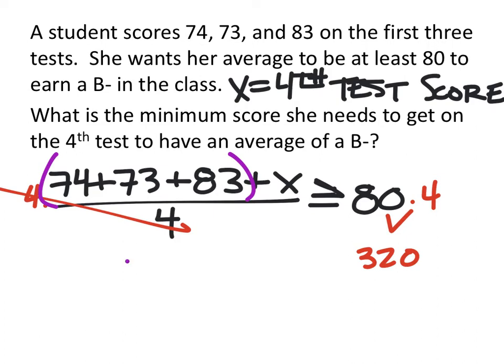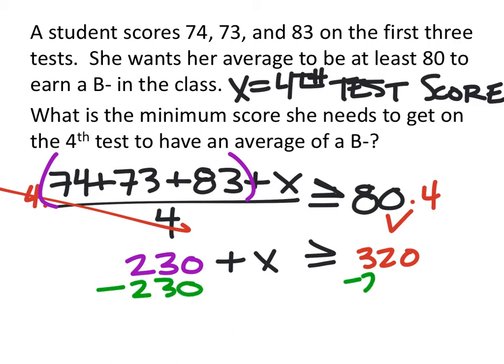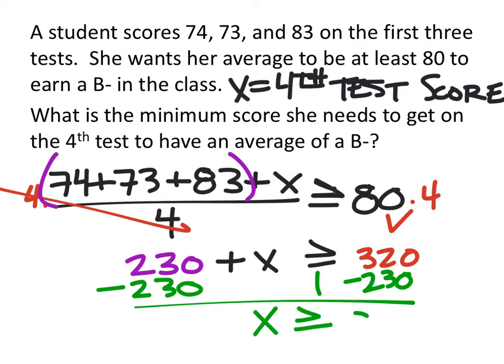So that's 230. So as of right now, all the scores together that the student has taken, the 3, adds up to 230. So what do we have to add to that to make it greater than or equal to the 320? Well, I'm going to use a principle of equality on that. Subtract 230 from both sides, and then we get X. That's the fourth test score. It needs to be greater than or equal to 90 on that. Right, 320 minus 230, yeah, 90. So this student needs at least a score of 90.